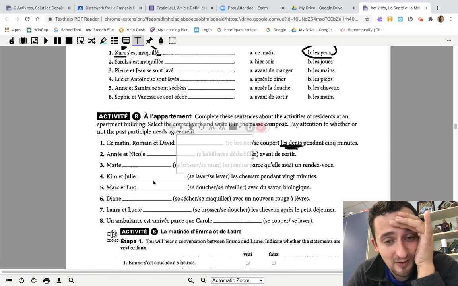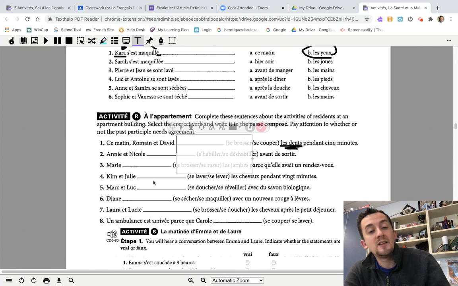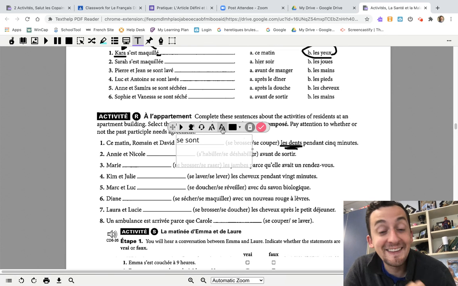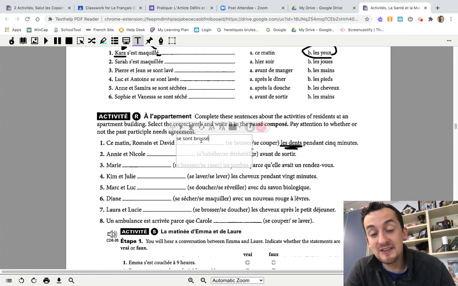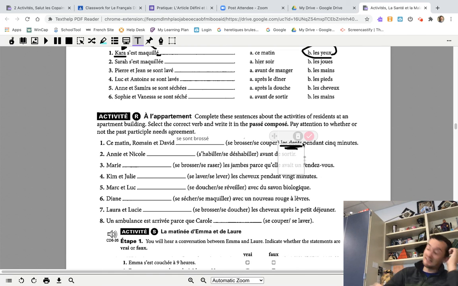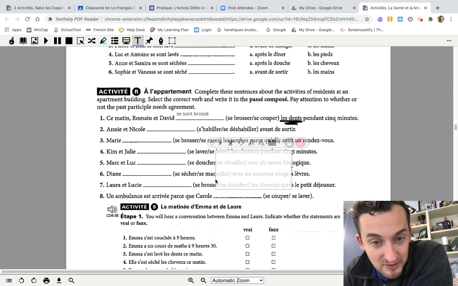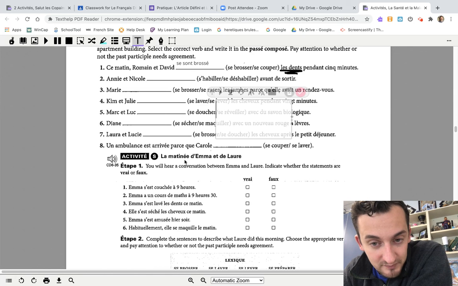Ce matin, Romain et David. Now, we're talking about 2 people, so it's not going to be s'est, it's going to be se sont. D'accord? Se sont, and hopefully they're not cutting their teeth because honestly, that image makes me gag. Se sont brossés. Now, since it's Romain et David, you'd be tempted to put S. However, they're brushing their teeth, a body part. So you do not make that agree. Okay, so be careful when doing that one.